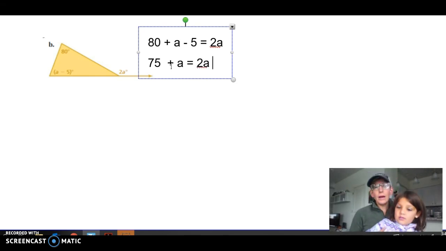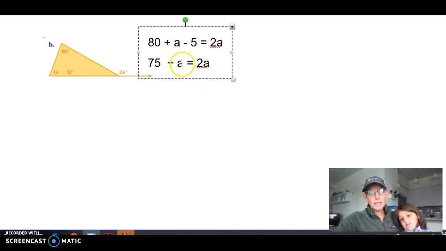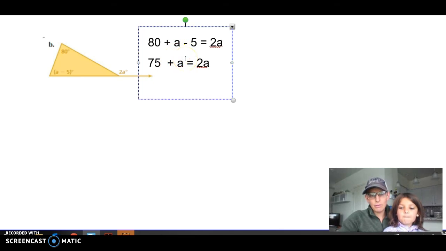So now we have to get our variable on one side. We're going to take the a from over here and subtract that from both sides. So we're still left with our 75, but now that's going to equal 2a minus 1a. So 2 of the a's, take away 1a, we'll just be left with 1a. And so that a will equal 75.